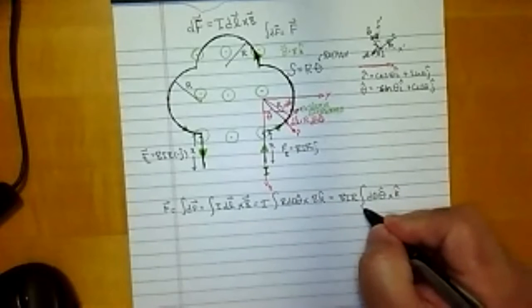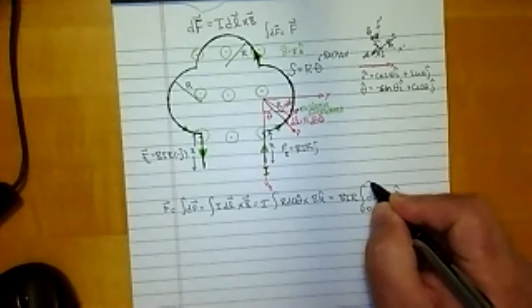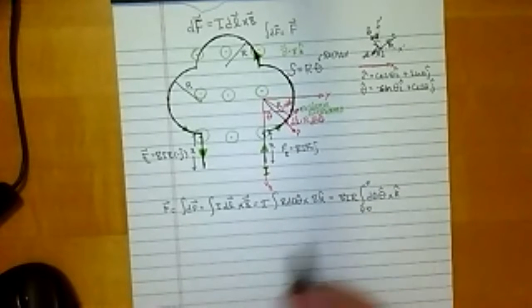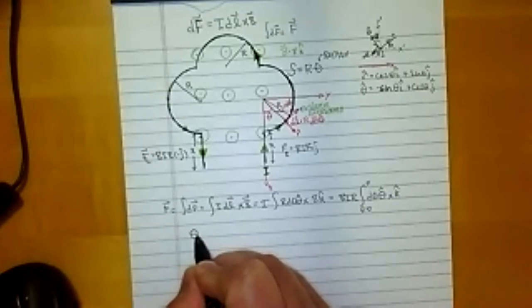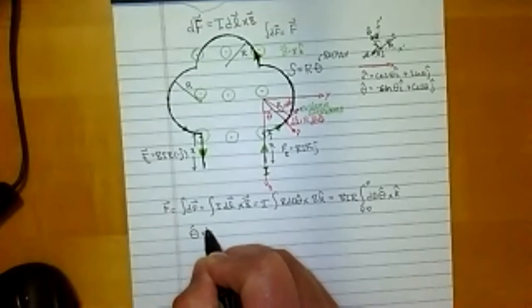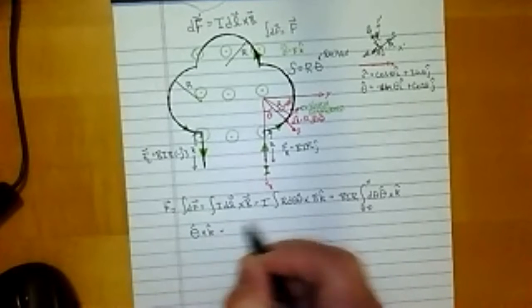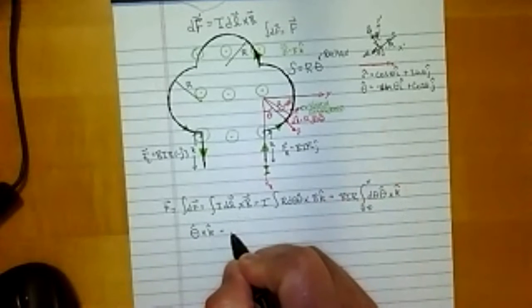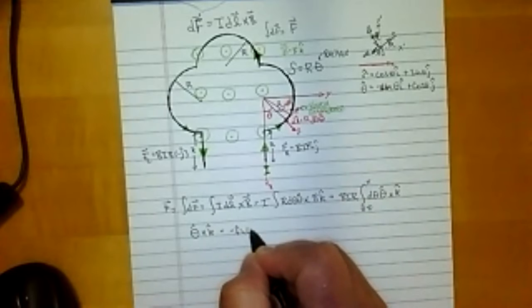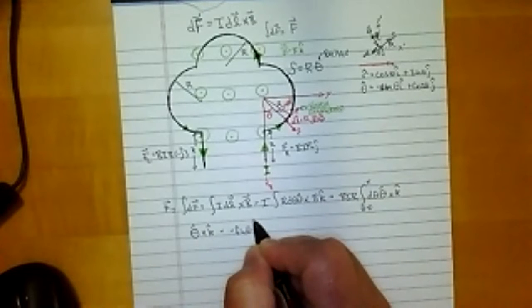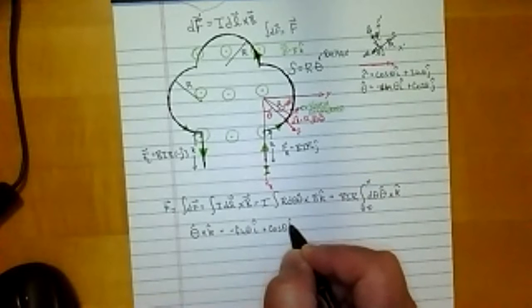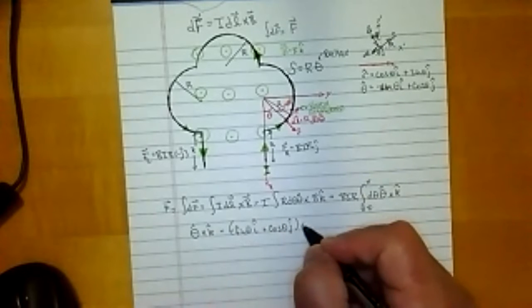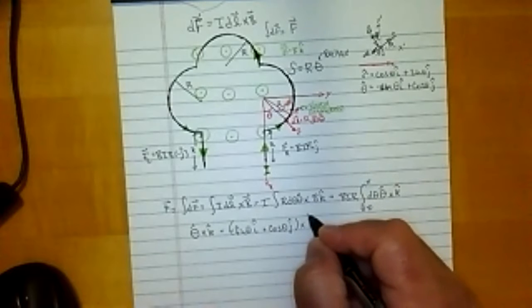So I am integrating from theta equals 0 to pi, but I've got to work out what theta hat cross k hat is. So let's do that. Theta hat cross k hat is just, I'm going to take my theta hat from over there and say it's negative sine theta i hat plus cosine theta j hat. This is a way that you can actually do cross products without having to do matrices. k hat's just k hat.